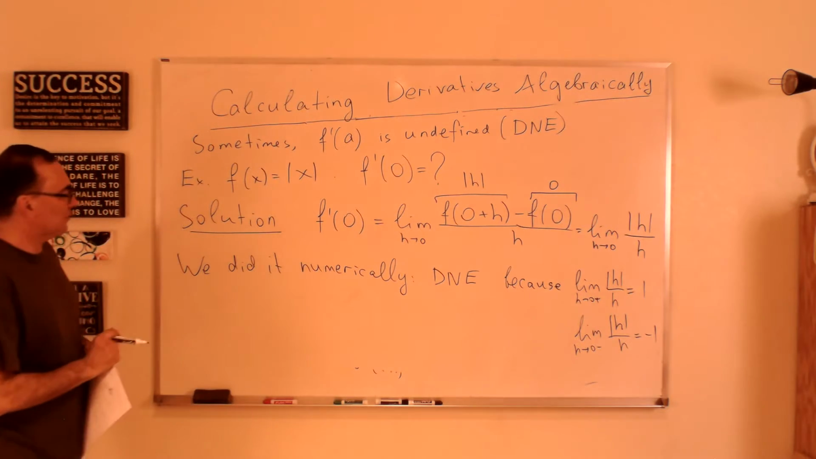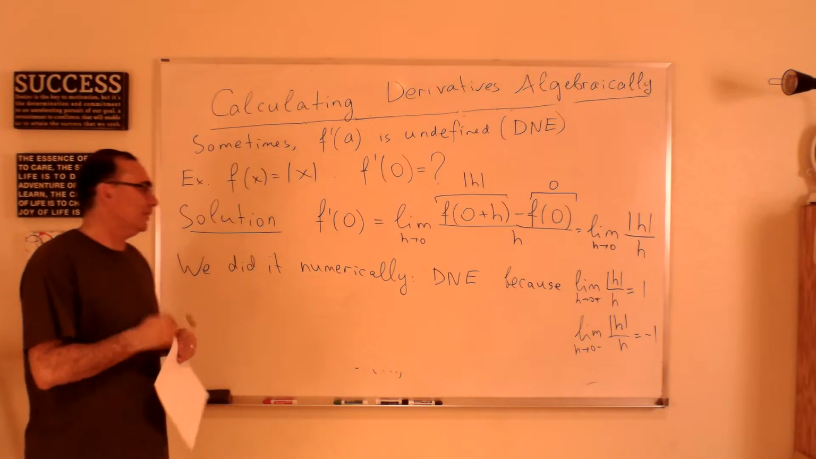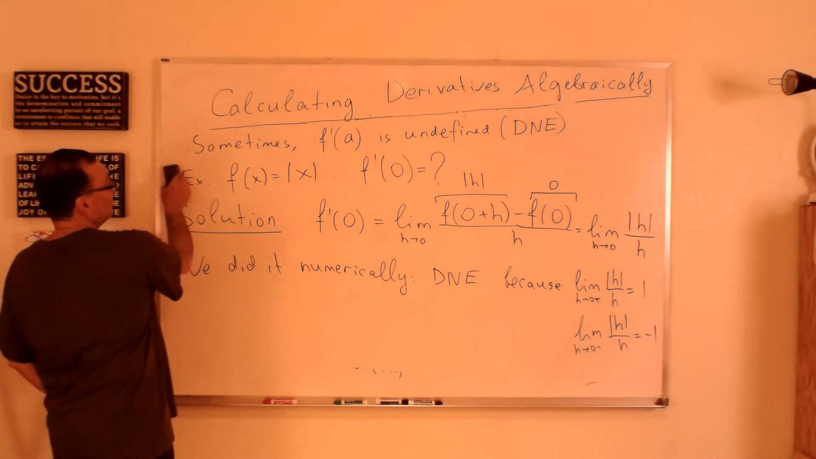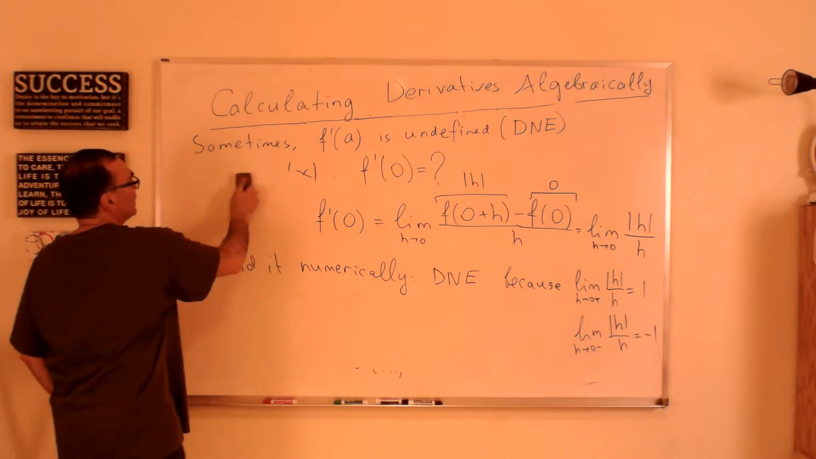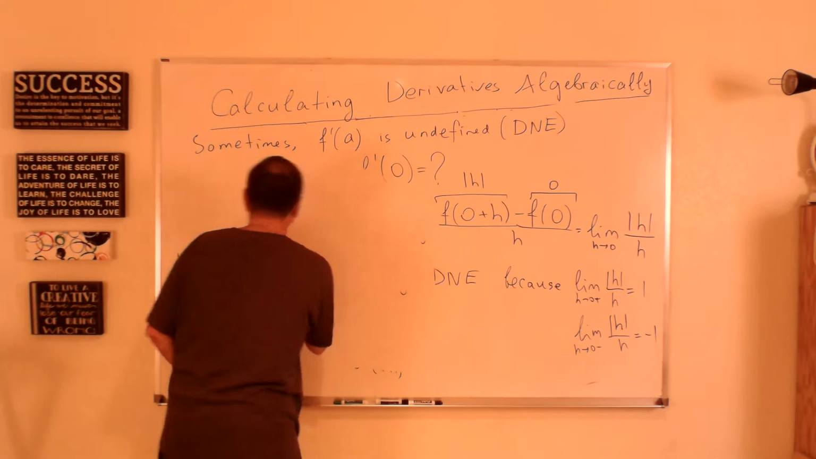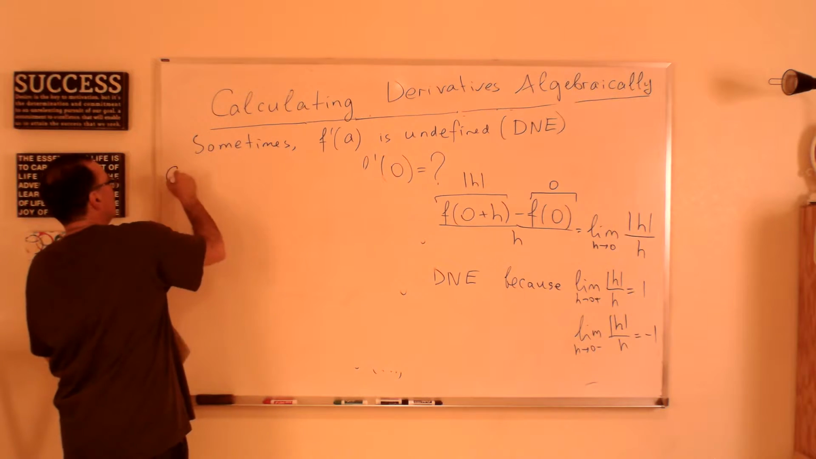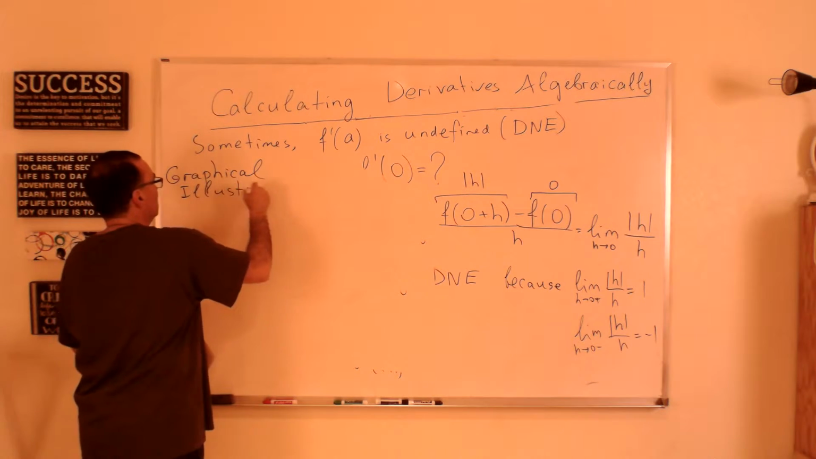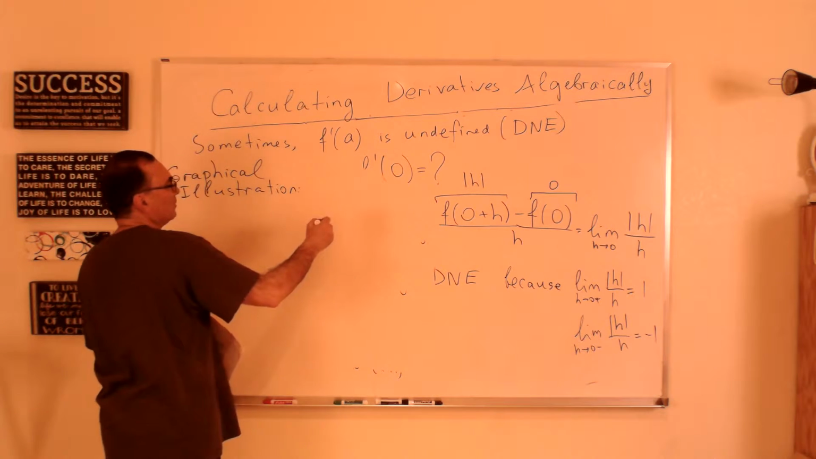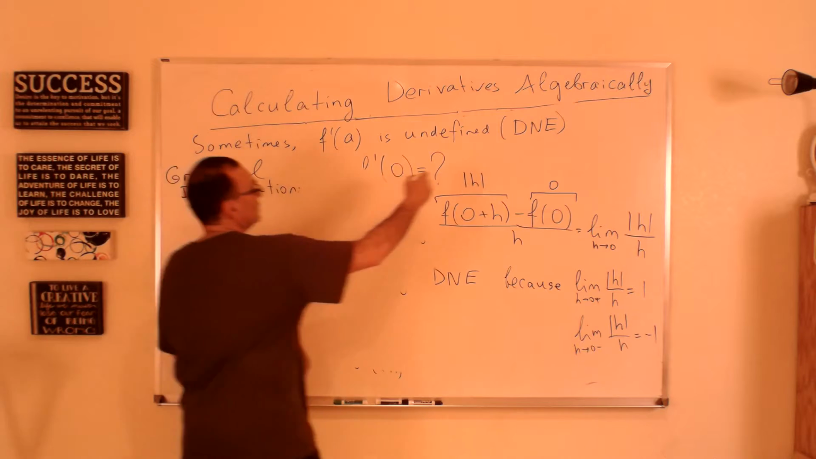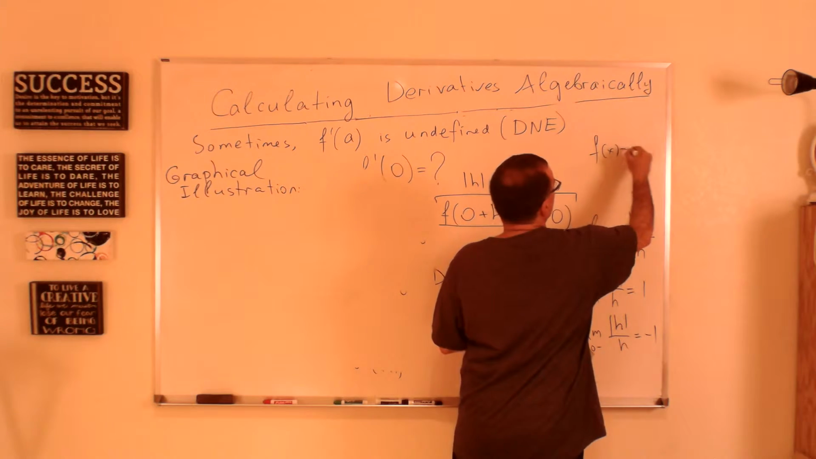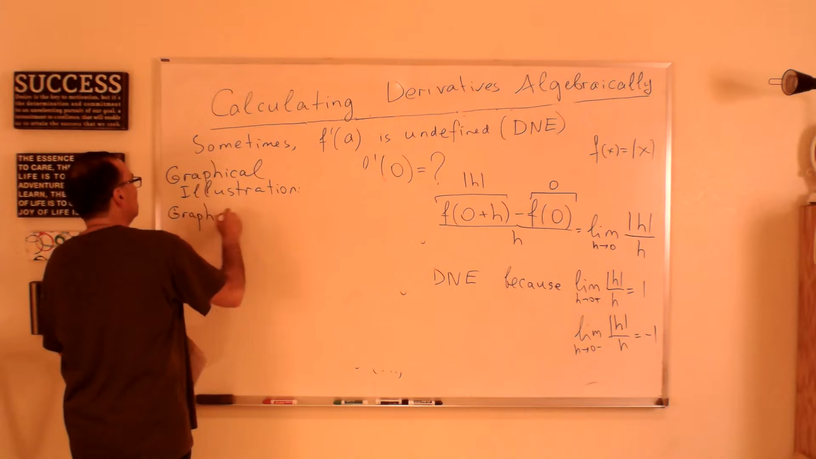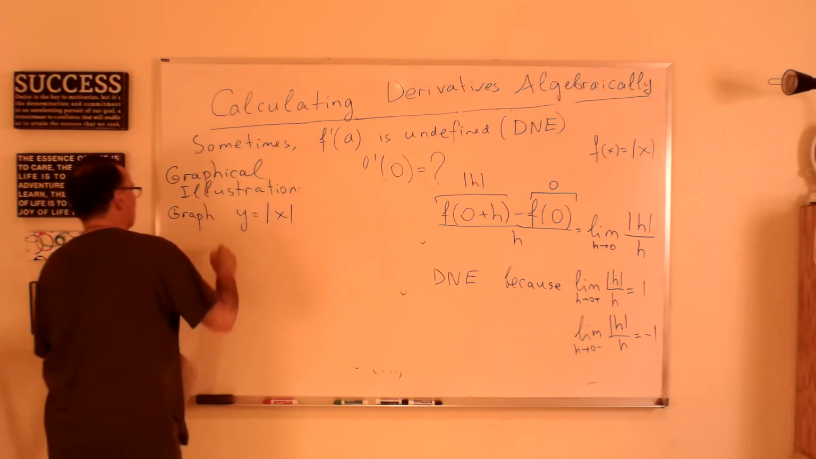Now this situation when the derivative does not exist can be nicely illustrated graphically. So I want to show you the graphical illustration. I want to draw the graph of the function. The function was f of x equals absolute value of x. So I want to draw the graph y equals absolute value of x.